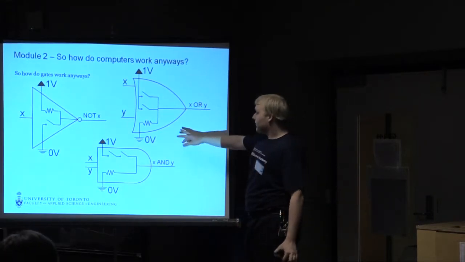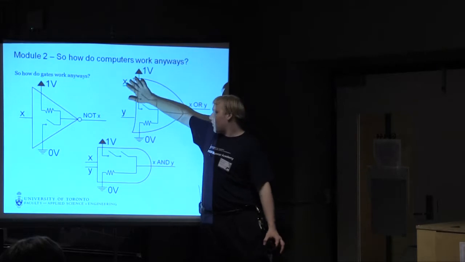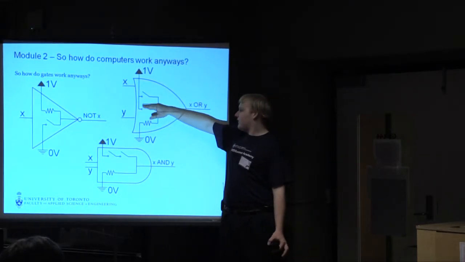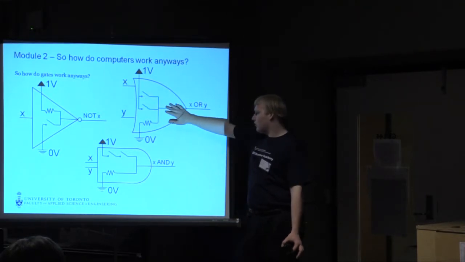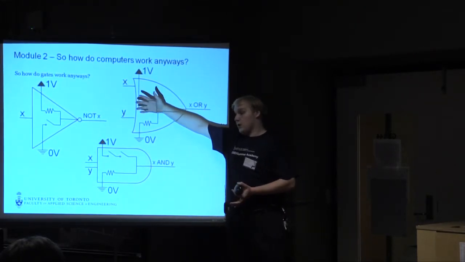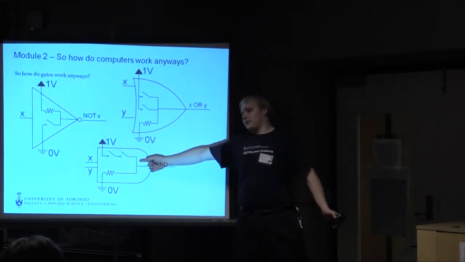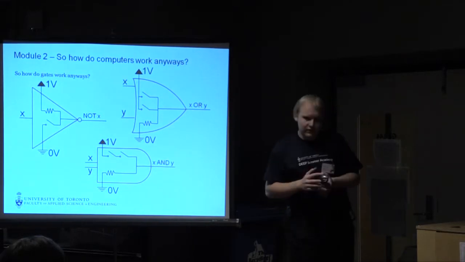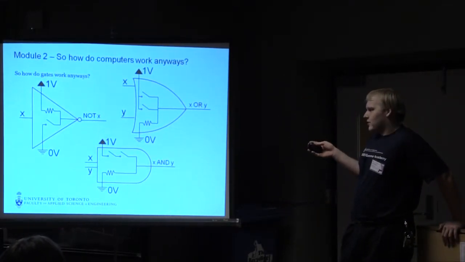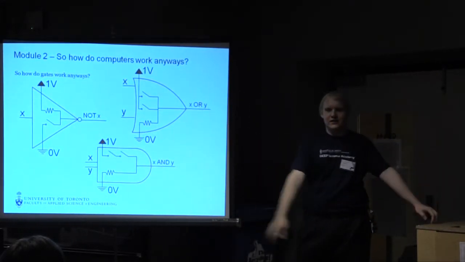For OR, now it's by default wired to 0, because with both of these off, both these switches open, we want 0. If either this or this are closed, and switch closed, by the way, means it's turned on, then we get a 1. And with the AND gate, they both have to be closed. Make sense? But there's a bit of a disconnect here. How did these switches get controlled by these wires? Any ideas?